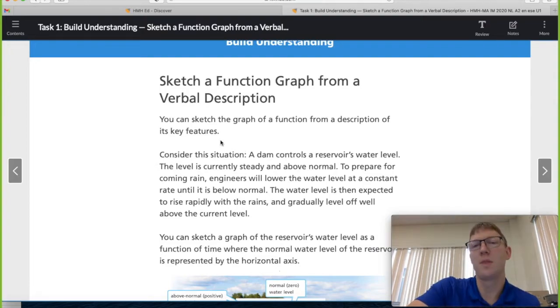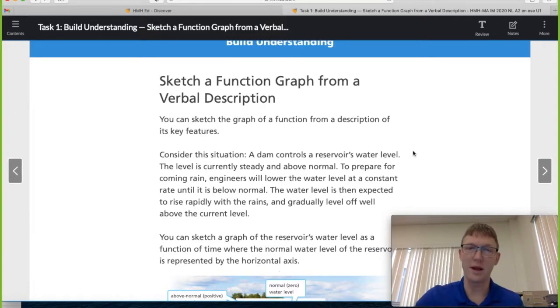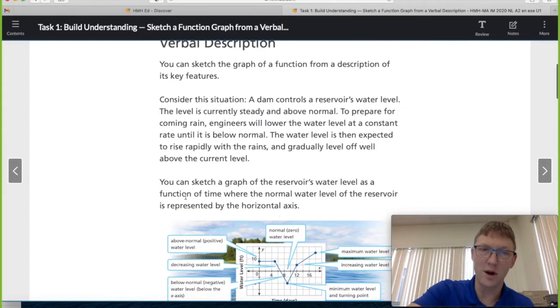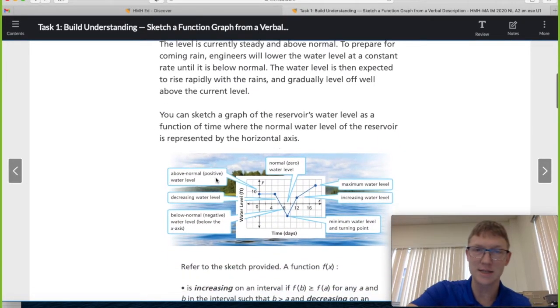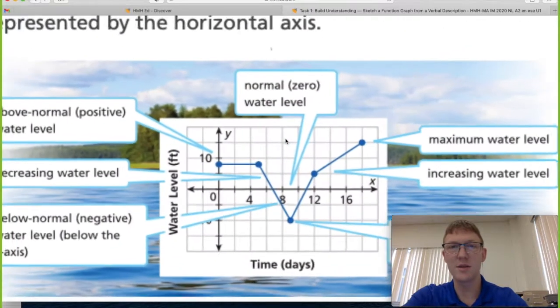Consider this situation. A dam controls a reservoir's water level. The level is currently steady and above normal. To prepare for coming rain, engineers will lower the water level at a constant rate until it is below normal. The water level is expected to rise rapidly with the rains and gradually level off well above the current level. You can sketch the graph of the reservoir's water level as a function of time, where the normal water level of the reservoir is represented by the horizontal axis. So they have obviously already done this for us.